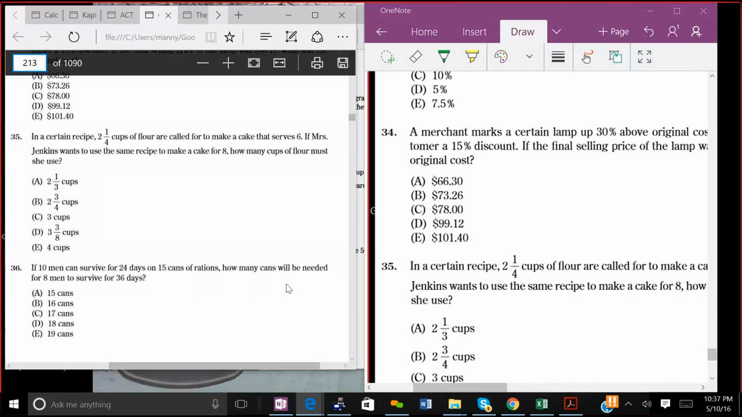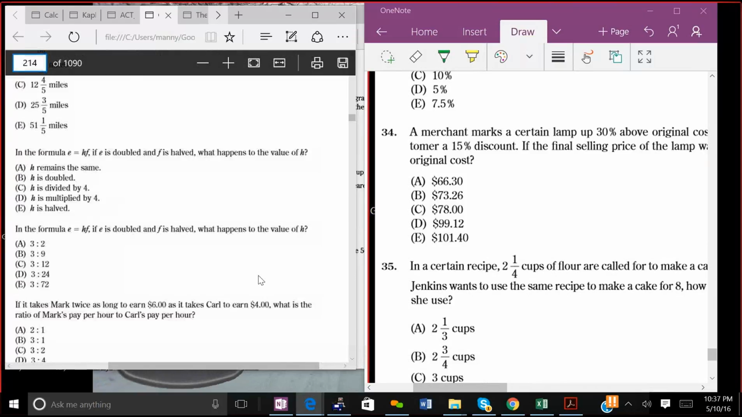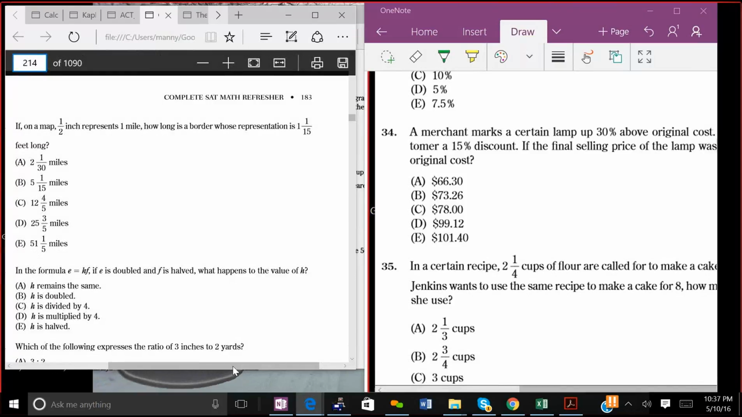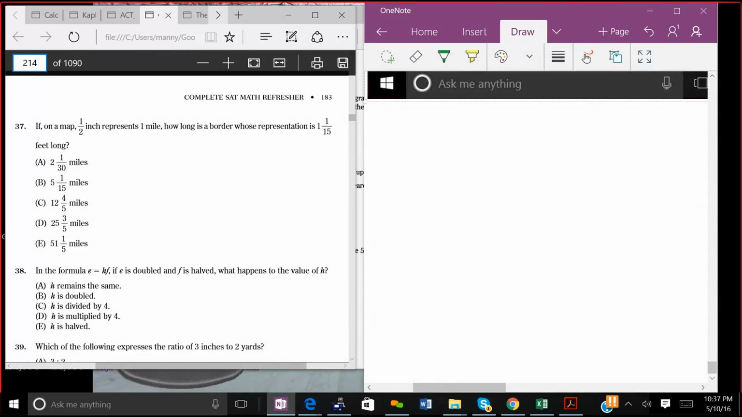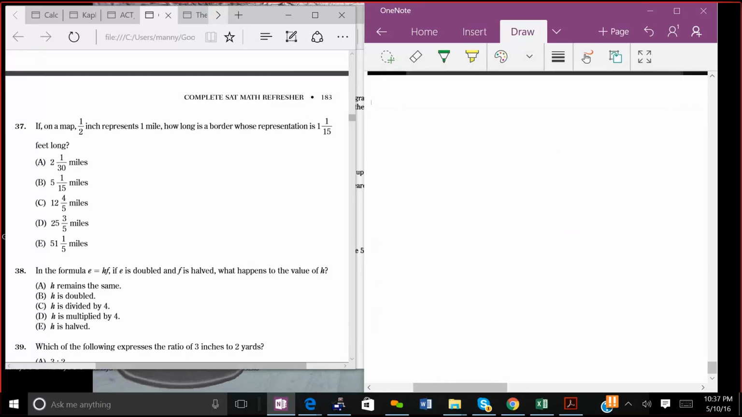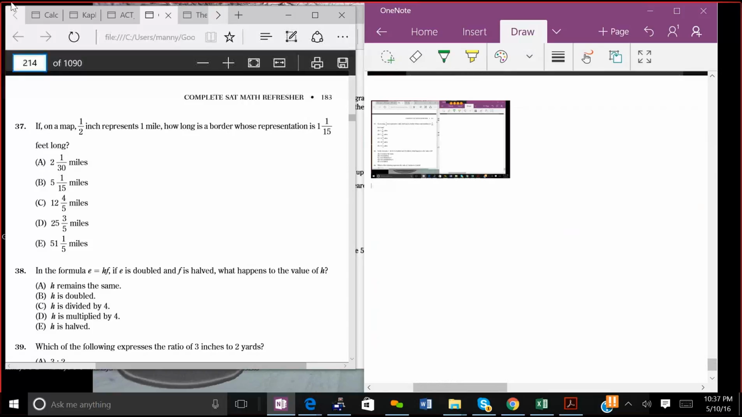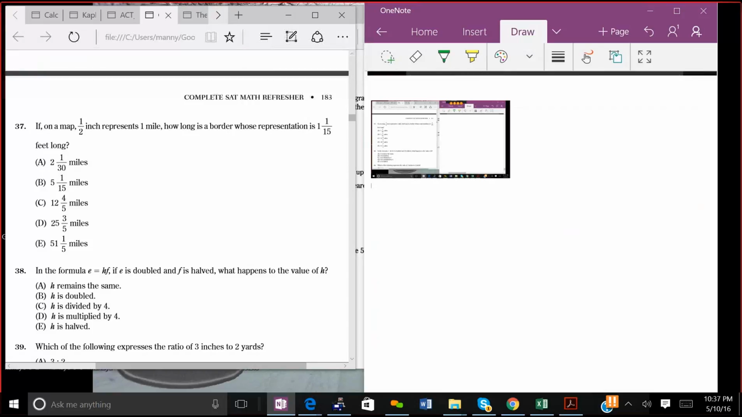Okay, skip that. Try this one. Interesting question, 37. On the map, a half inch represents 1 mile. How long is a border whose representation is 1 and 1/15 feet long? Okay, so clue 1 is 1/2 inch to 1 mile.